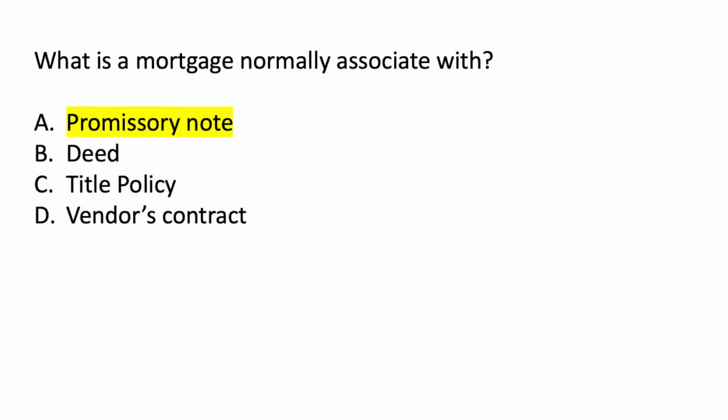And when you see the exam question that says, what is a mortgage normally associated with? Well, it's always associated with a promissory note. Again, the note shows evidence of the debt. The mortgage is used as security. Now, a couple of quick items that'll help you for the examination. With a mortgage, there are two parties: a mortgagor, the borrower, and the mortgagee, the person who's lending.